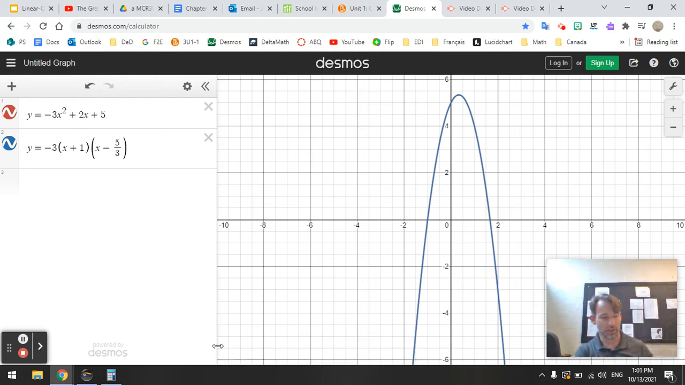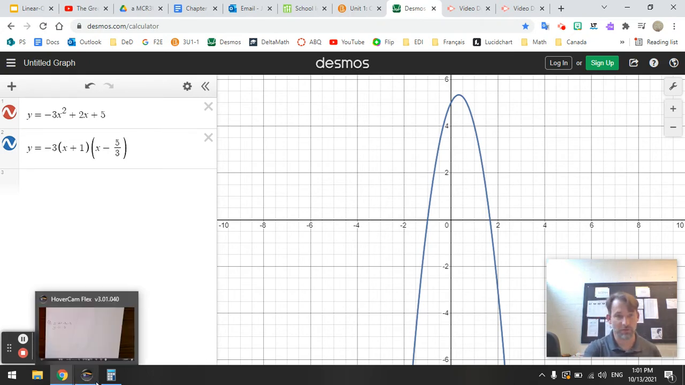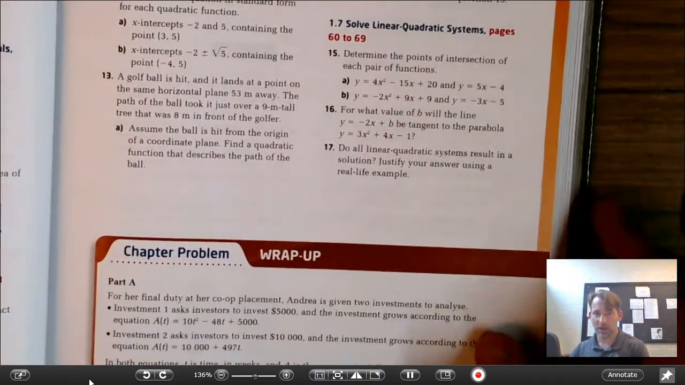Today, we are reviewing chapter 1.7 in the textbook, and this is on page 71 in the chapter test. So I'll show you the questions that we're going to be looking at here.